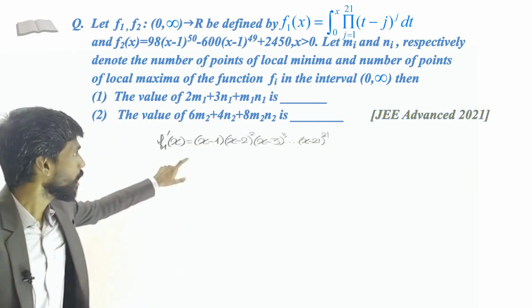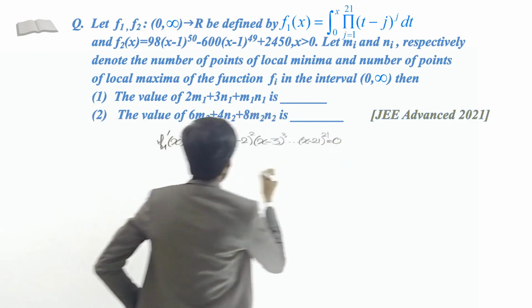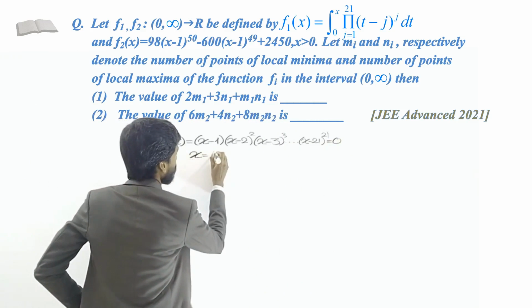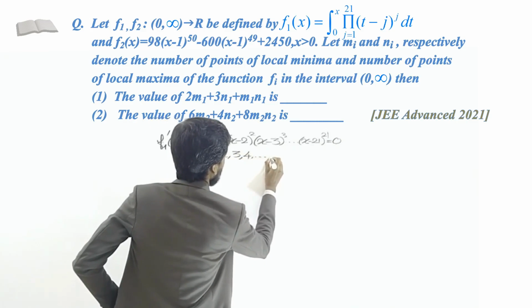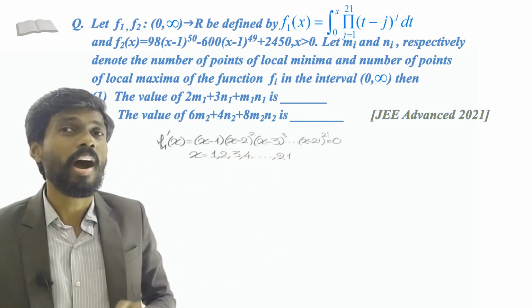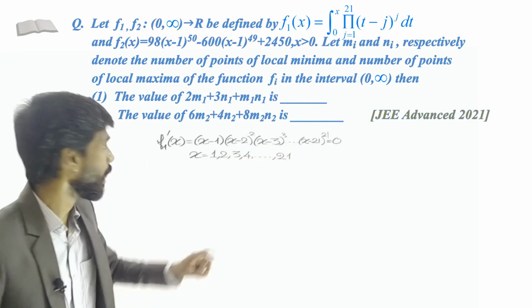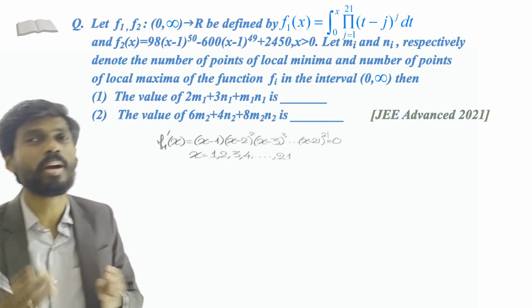Now, if we equate the derivative to 0, because we want the maximum and minimum values, we will get these values for x: 1, 2, 3, and so on. So we have 21 points at which the function can be a maximum or minimum, or it can also be a point of inflection. These 21 points can be any one of these: a maximum or minimum point, or a point of inflection.